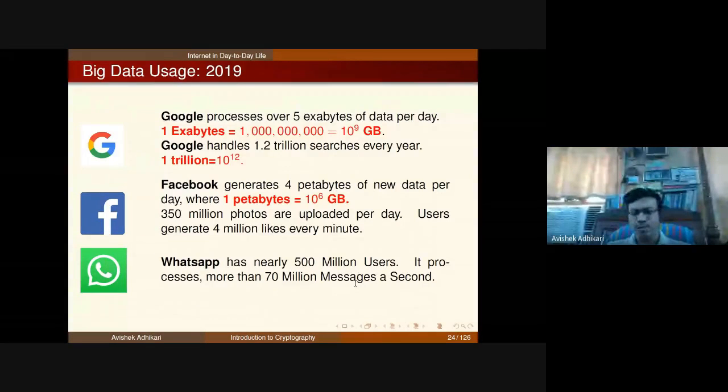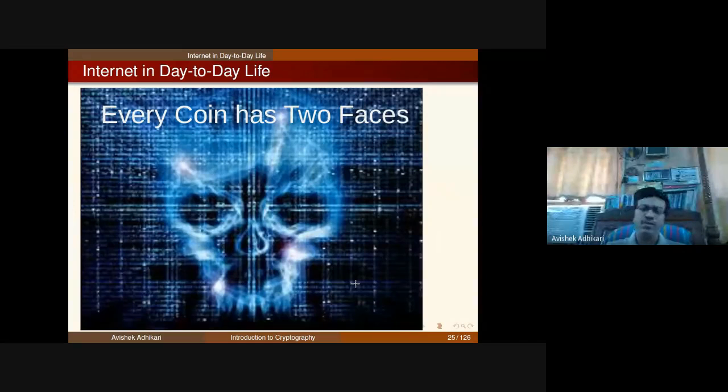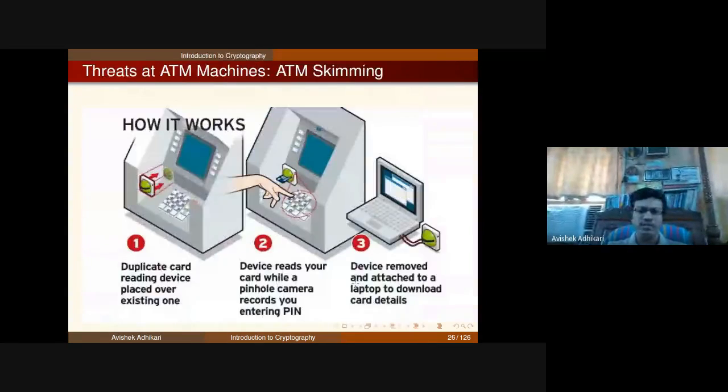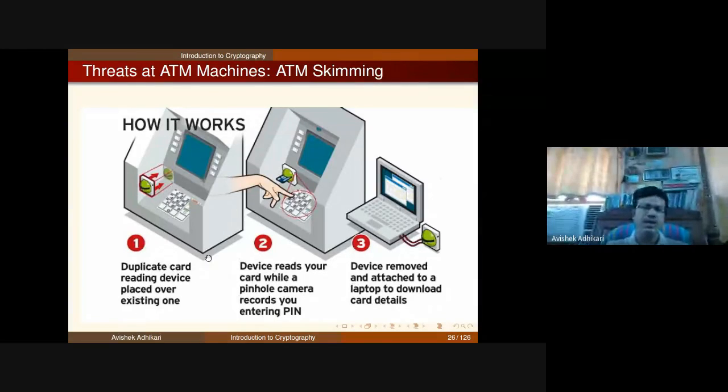Okay. But with all this big data and the huge amount of data that we consume every day, we have a lot of threats. Every coin does have two faces. With all this advancement of science and technology, at the same time, we also witness many attacks like ATM skimming. You can see that one kind of extra mechanism is added to the ATM scanner. When we insert our card, some extra device is introduced here. It's done by some attacker.